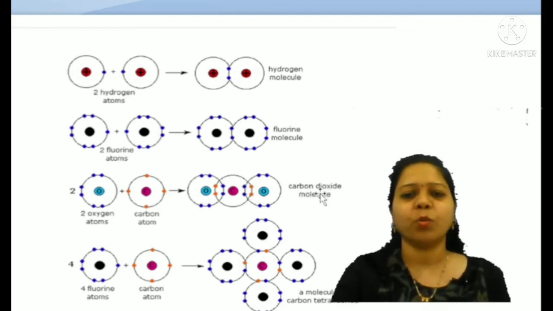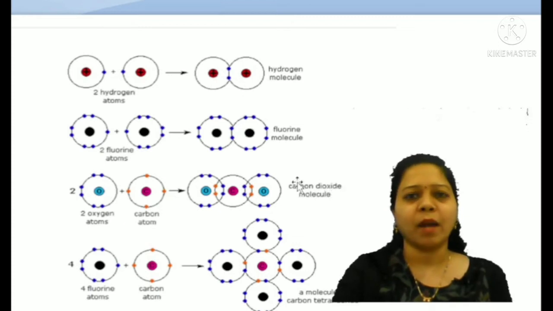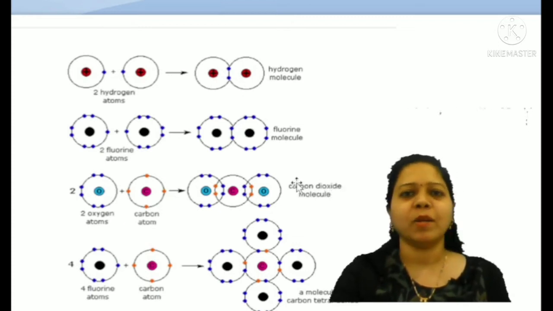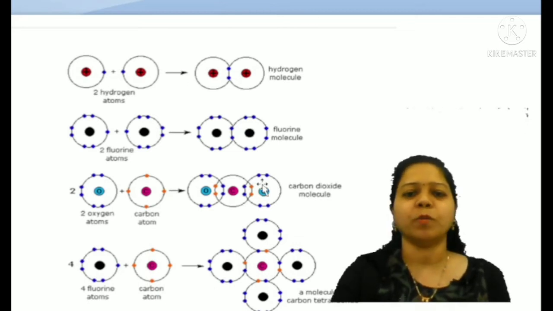The di meaning is 2. 2 oxygens combined with carbon to form a carbon dioxide molecule. Here in this molecule also sharing of electrons takes place. That's why we are saying covalent bonding is present in this molecule.